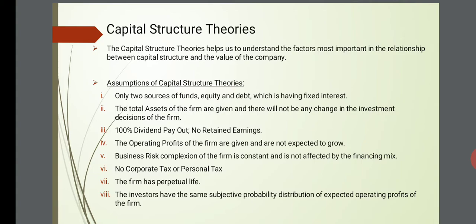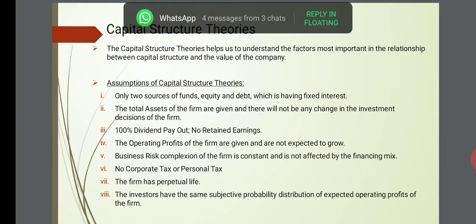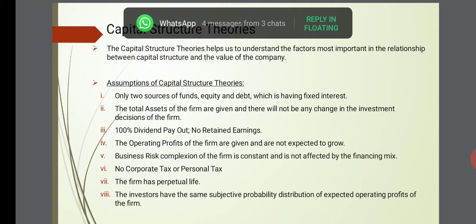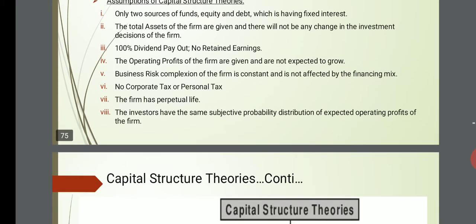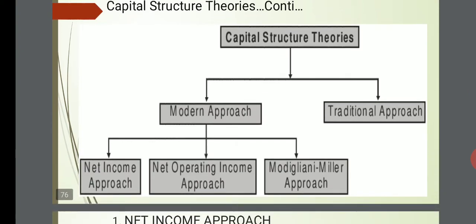The investors have the same subjective probability distribution of expected operating profit of the firm. So everyone is having the same subjective probability distribution of expected operating profit as the firm. Now, capital structure theories, there are two kinds of theories: modern approach and traditional approach. Modern approach, there are three kinds of theories: net income approach, net operating income approach, and Modigliani-Miller approach.